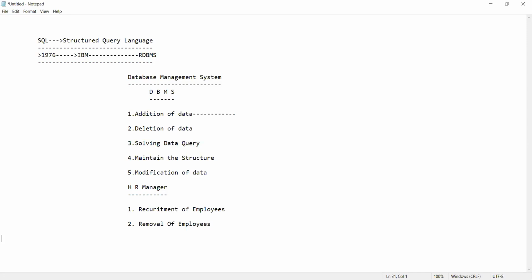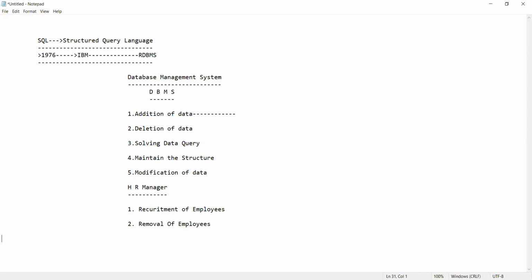Why does he remove the employees? Because to maintain the company, to manage the company, to drive the company towards success, basically. Am I right? So here also the same way. Here we say addition of employees, that is recruitment of employees. New employees are recruited always.